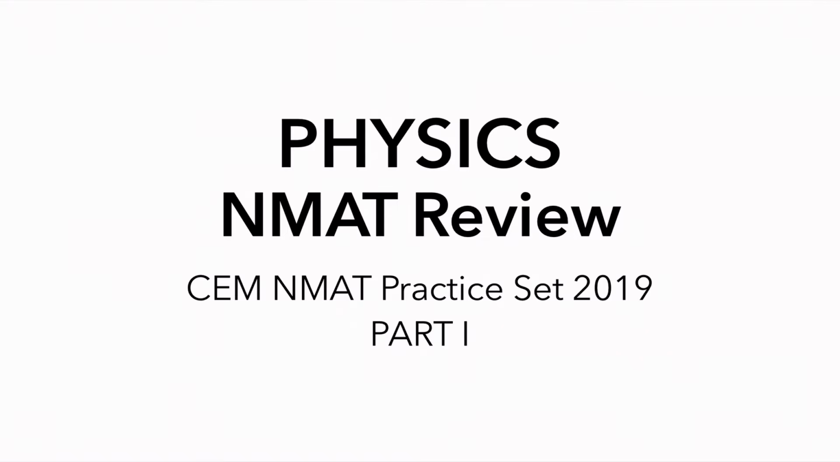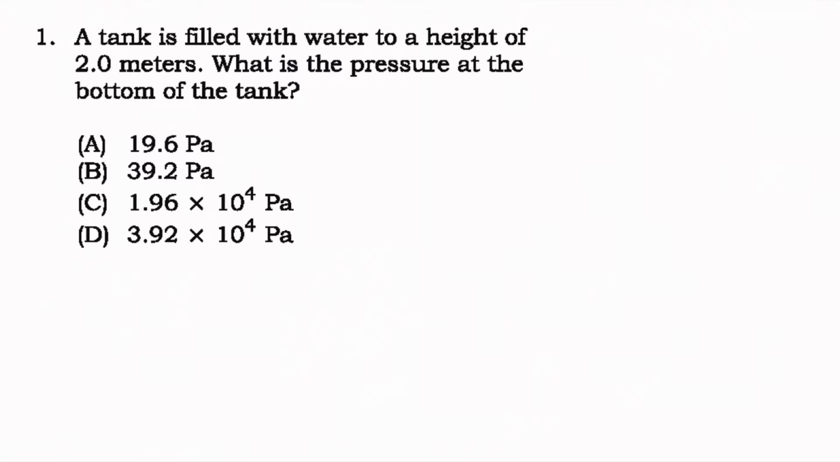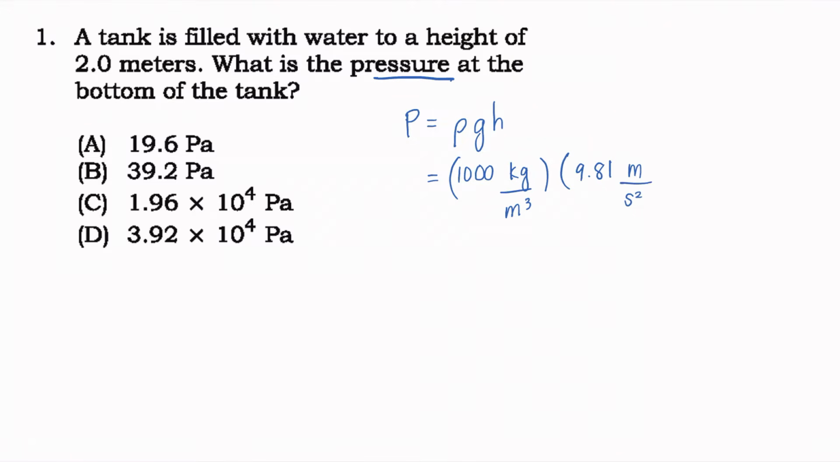Okay, let's start. Problem number 1. A tank is filled with water to a height of 2.0 meters. What is the pressure at the bottom of the tank? So, for this problem, we're going to solve the pressure. Pressure is equal to density times gravity times height. So, yung density ng water is 1,000 kilogram per meter cube. So, dapat kabisado to. Multiply to 9.81 meter per second squared, yung gravity, times the height, which is 2 meters.